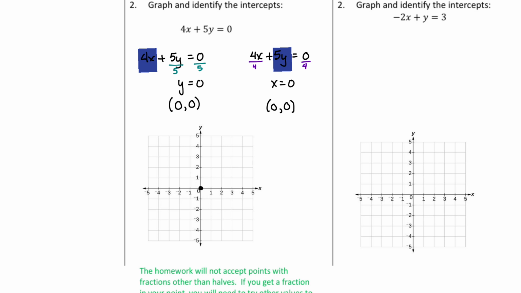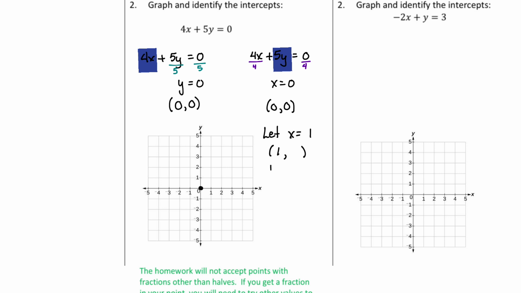So you need a second point. And because of that, you have to choose a different value other than 0. Okay, so let's just choose anything you want. So let x equal 1, for example. If I let x equal 1, I'm looking for y.